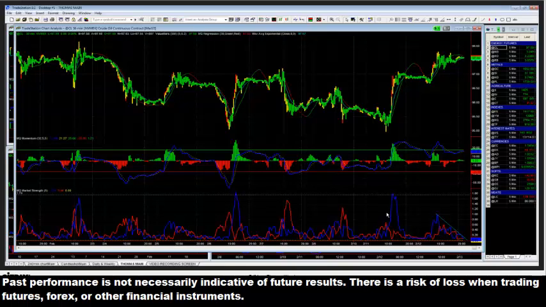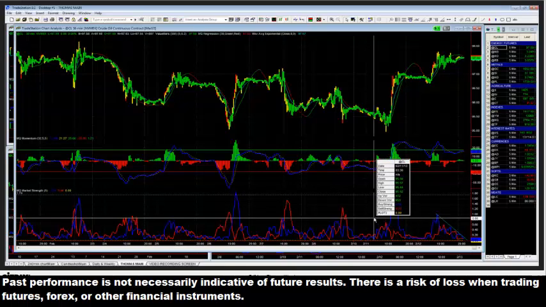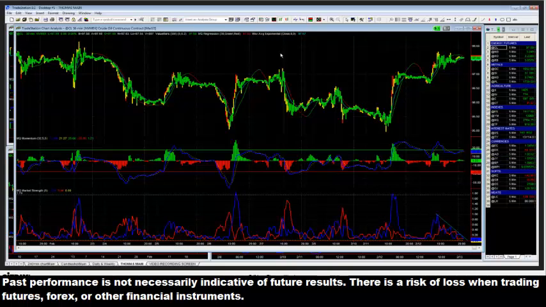Let's say we were looking to get long. Down here you can see the average sell-off at the lows.